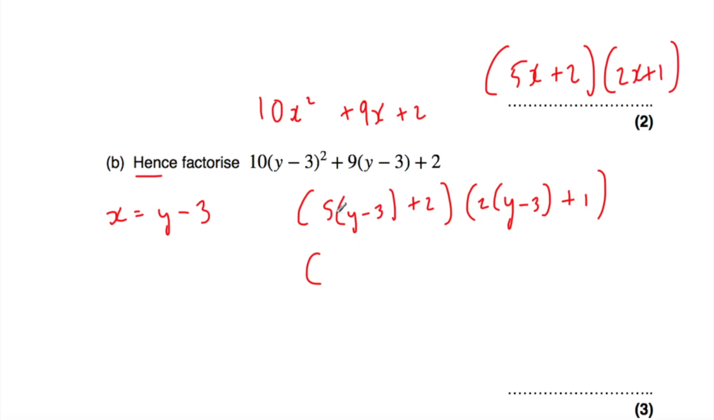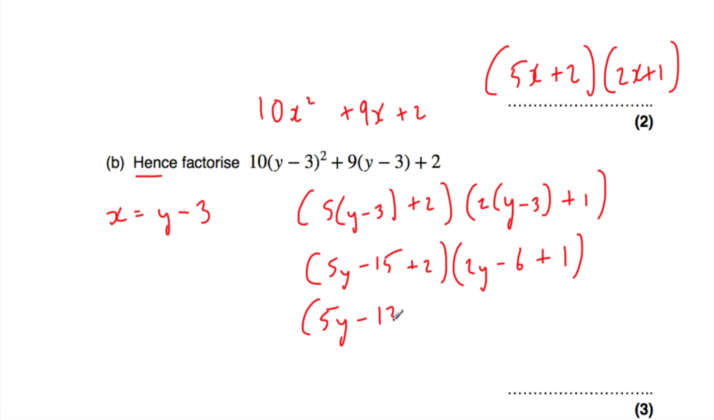So let's do that. 5 times y is 5y, and 5 times minus 3 will be minus 15, and we've still got our plus 2, close brackets. And then here, 2 times y is 2y, and 2 times minus 3 will be minus 6, and then we've got our plus 1, close brackets. Okay, now let's simplify this. So we've got 5y, and then minus 15 plus 2 would be minus 13, close brackets. And then here we've got 2y, and we've got minus 6 plus 1, that'll be minus 5. And that's it. So we've factorized it and simplified it, and that's as far as we can go. So that's our answer.